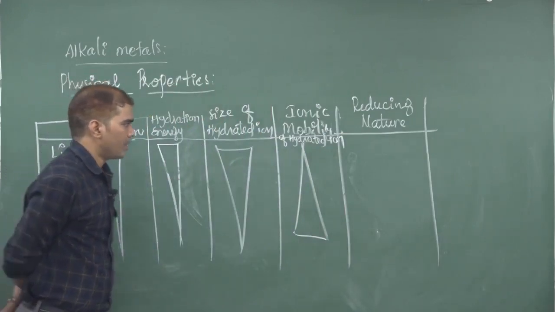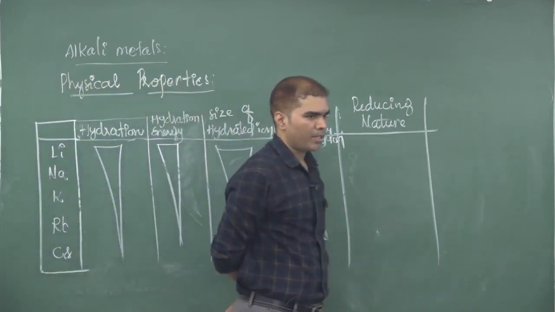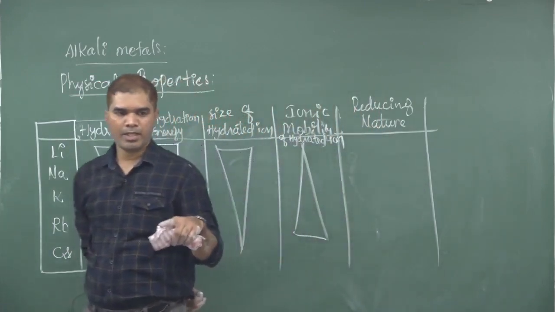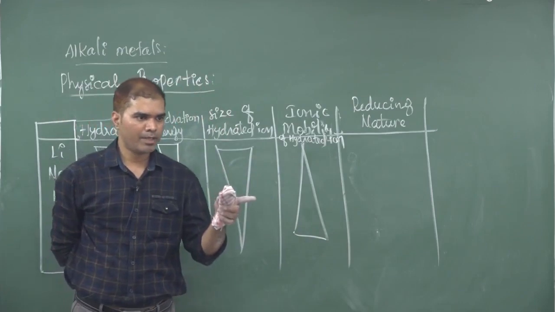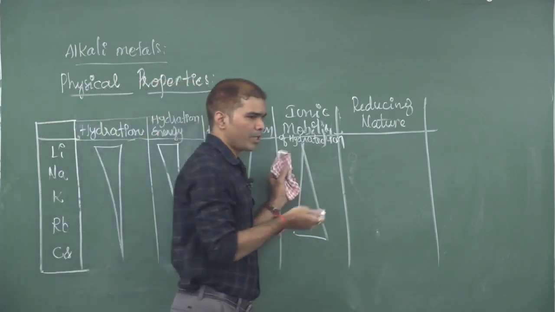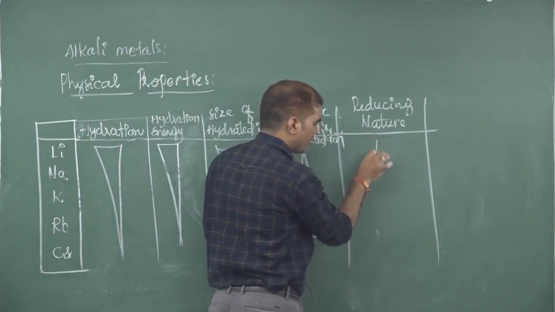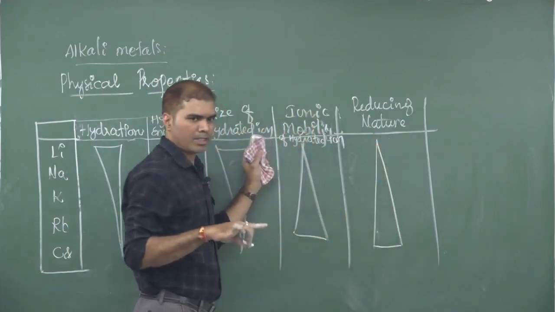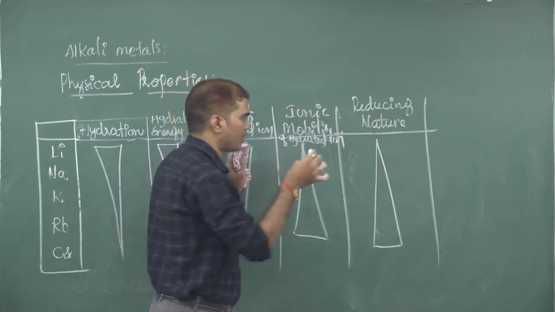Right. Try to understand ionization energy. What is happening to ionization energy? Ionization energy is decreasing. Decreasing means that electron can easily be given. Compared with lithium, cesium can give more readily. If it is able to give more readily, it means reducing nature increases. So, as ionization energy decreases, reducing nature increases.